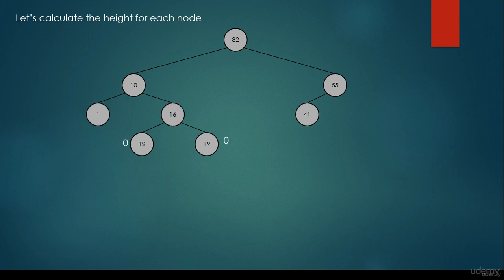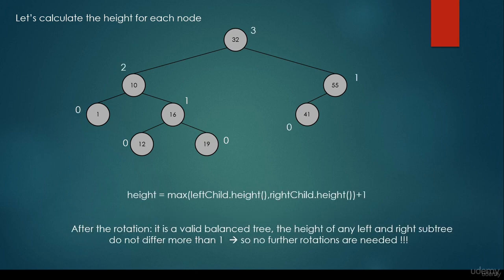Okay, so let's calculate the height parameters. All the leaf nodes have a height parameter 0, and then we have to use this recursive formula. So that's why the node 16 is going to have the height parameter 1. Then we can calculate the height parameter with the help of recursion. And after the rotation, it is a valid balanced tree. The heights of any left and right subtree do not differ by more than 1. So no further rotations are needed.